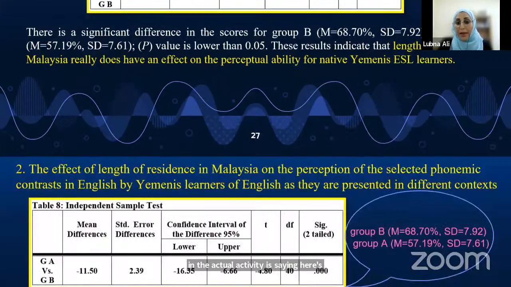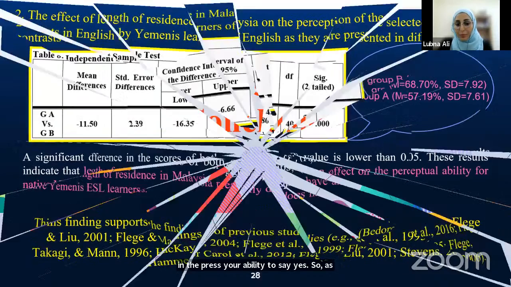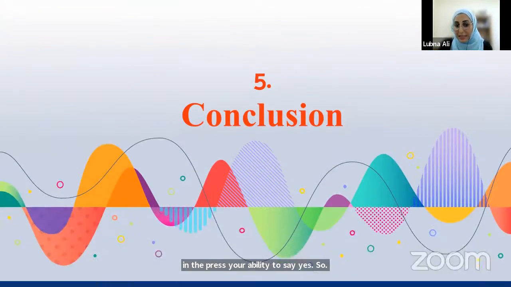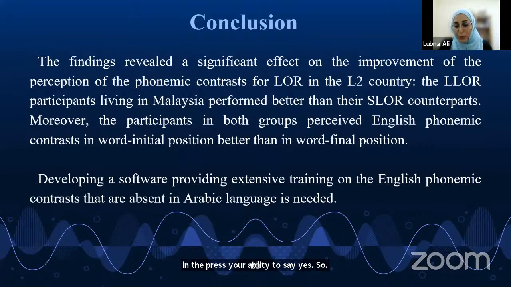So, as a conclusion, we can say that this study has shed a new light, a new idea, for conducting research about phonetics and phonology, which is usually not an area touched much in Arabic countries. There are not many studies in the literature regarding this, and we have found that length of residence is very important. Living in a country where speaking English is common is very important to improve the language.